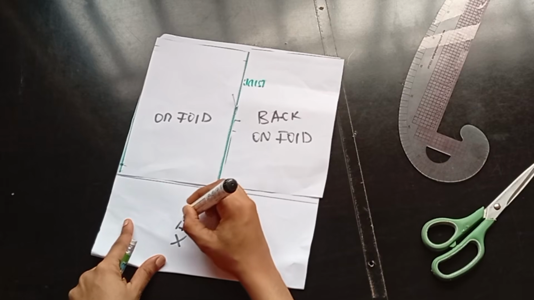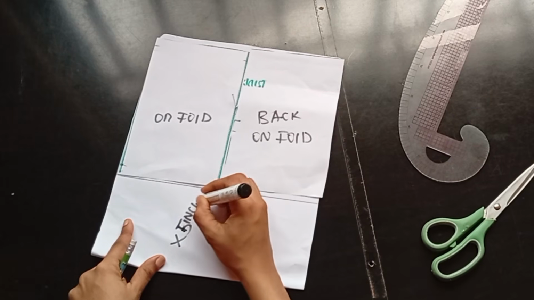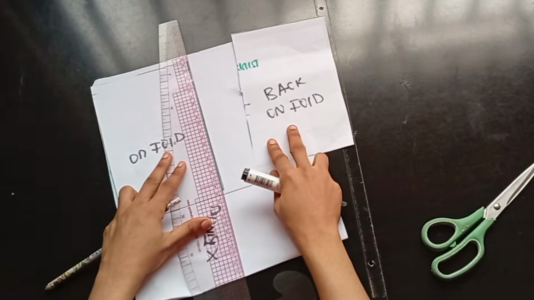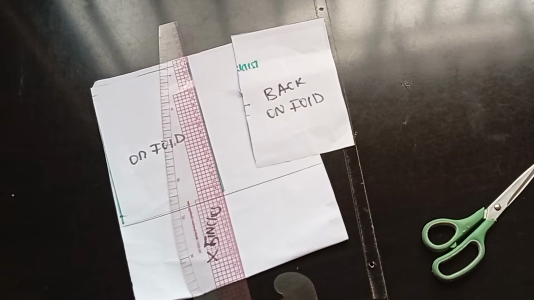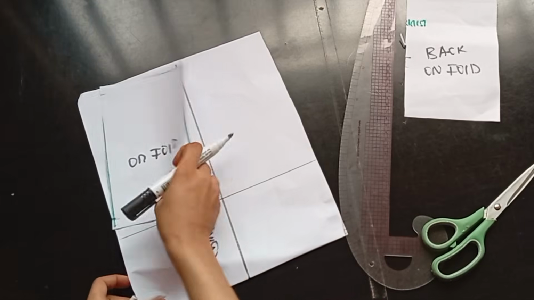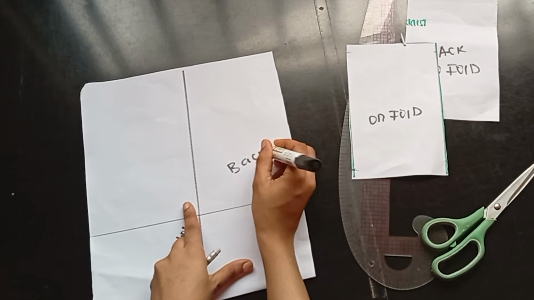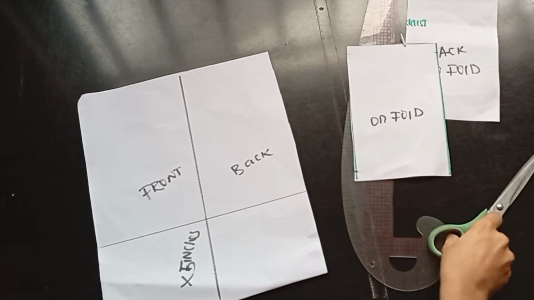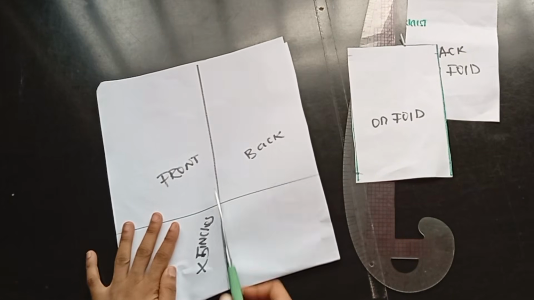So this 5 inches is like 10 inches. That is 5 inches on fold, and you'll be doing this for both the front and the back. That means on the front pattern you have added extra 10 inches to your actual measurement, and on the back pattern you have actually added extra 10 inches on your back pattern. Now you're going to cut this out.